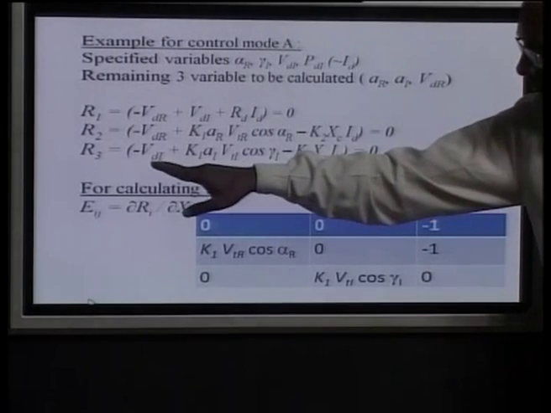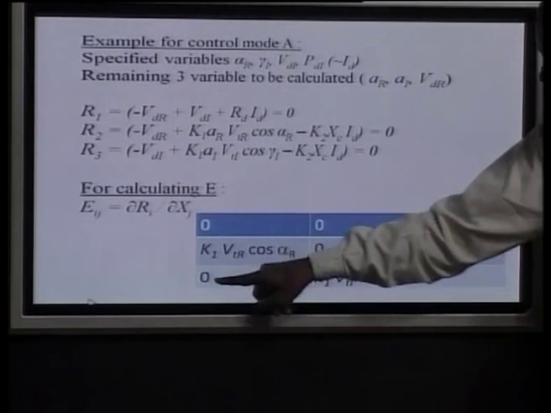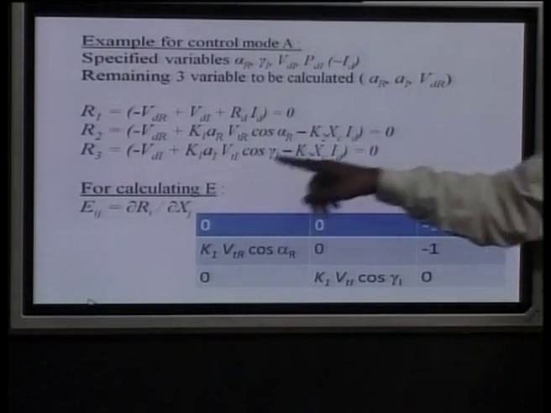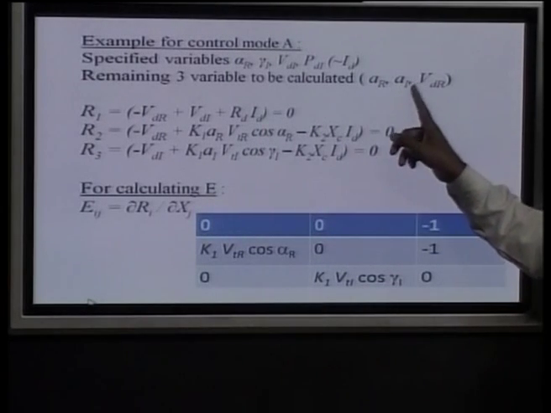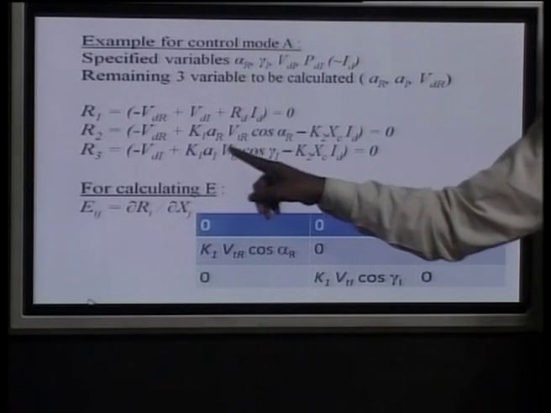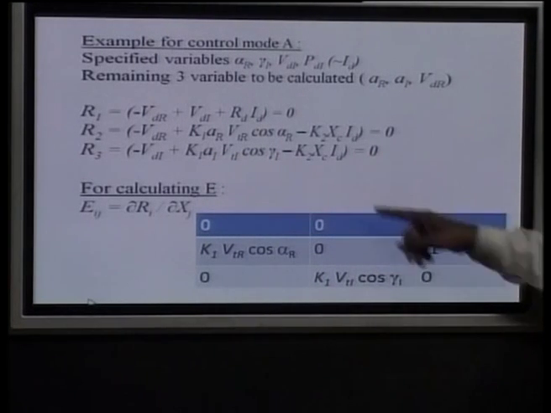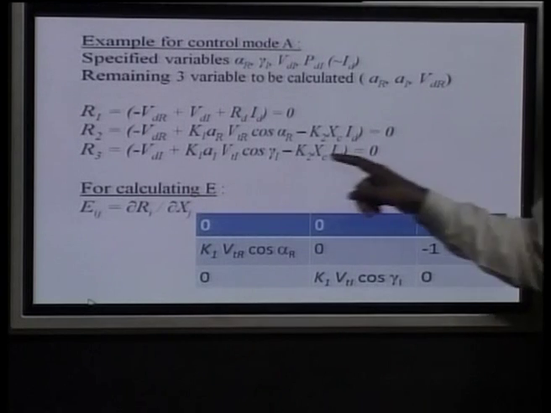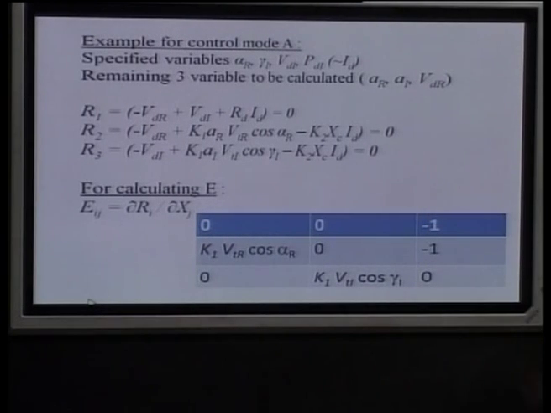Similarly, if you differentiate this equation, then for the third row, AR is independent, so it will be 0. If you go for AI, we have this term, so this A1 AI will go off. So K1 here we have written VTI cos gamma I, and if you differentiate here, it is independent, so you get 0. So this is the element corresponding to this.